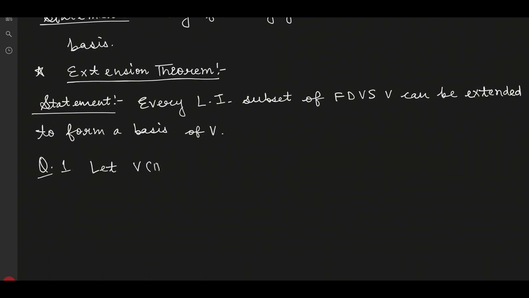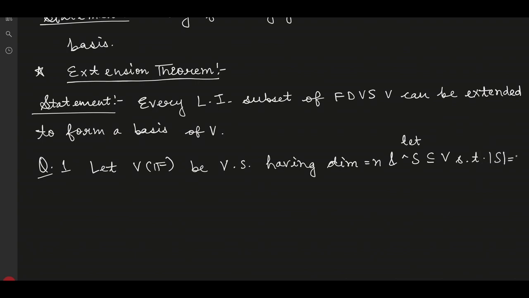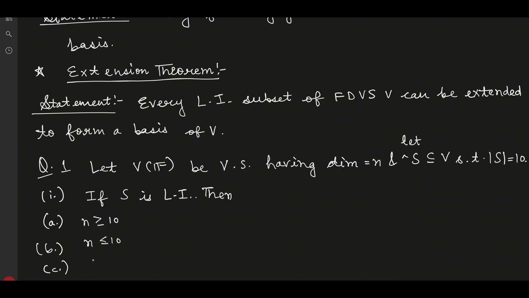Let V be a vector space having dimension equal to n and S be a subset of V such that the cardinality of S is 10. If S is LI, the options are: n is greater than or equal to 10, n is less than or equal to 10, none of the above.